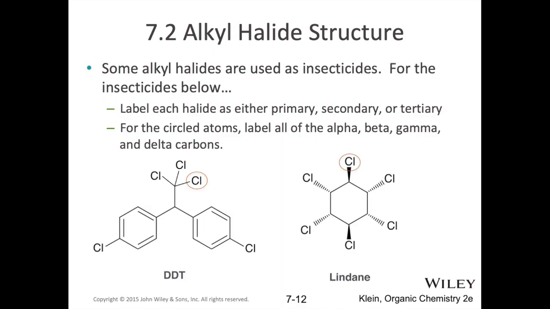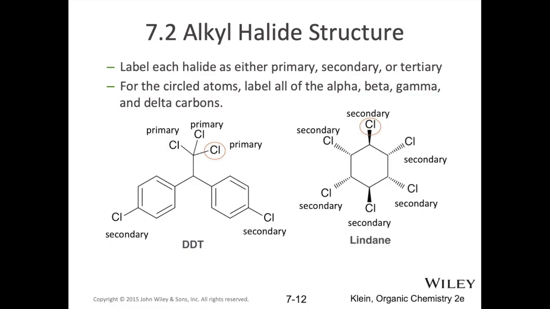I will point out that when it comes to designating primary, secondary, tertiary status, go off of the number of carbons specifically bonded to that alpha carbon. It's possible to have atoms other than carbon or having multiple bonds and things. That doesn't really change the designation.